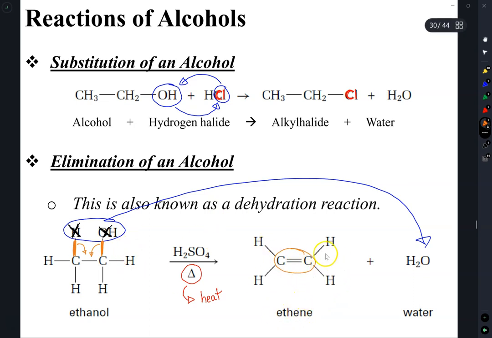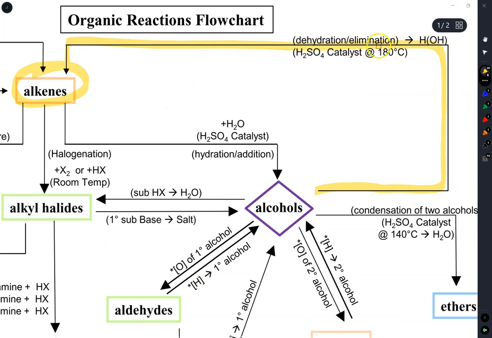So if we summarize this reaction, we see that we are eliminating, or in this case dehydrating, an alcohol into an alkene. We call this reaction dehydration because you're removing or eliminating the water molecule. This of course requires sulfuric acid as a catalyst and also heat.